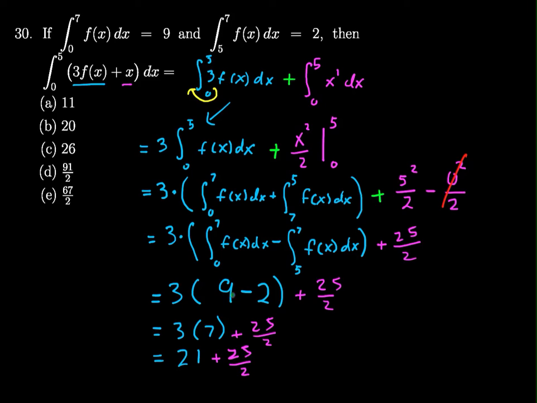And we should know that 21 plus 25 halves. Well, 21 is the same as 42 halves. 42 halves plus 25 halves is equal to 67 halves, and it doesn't reduce. 67 over 2, and my answer choice is E.